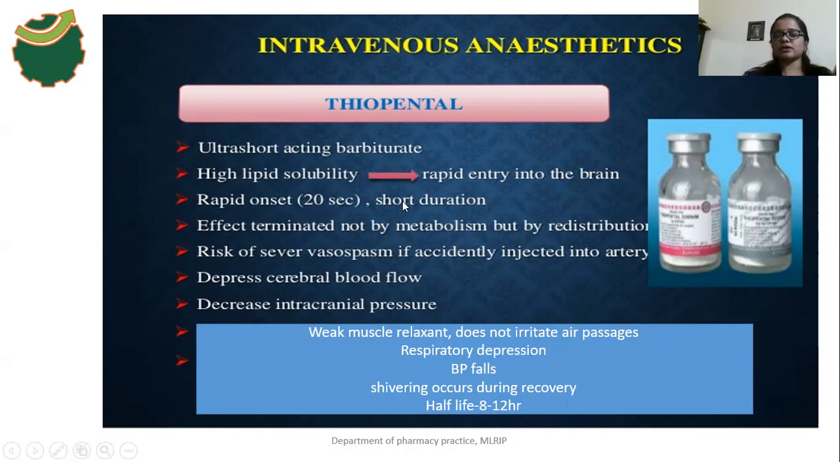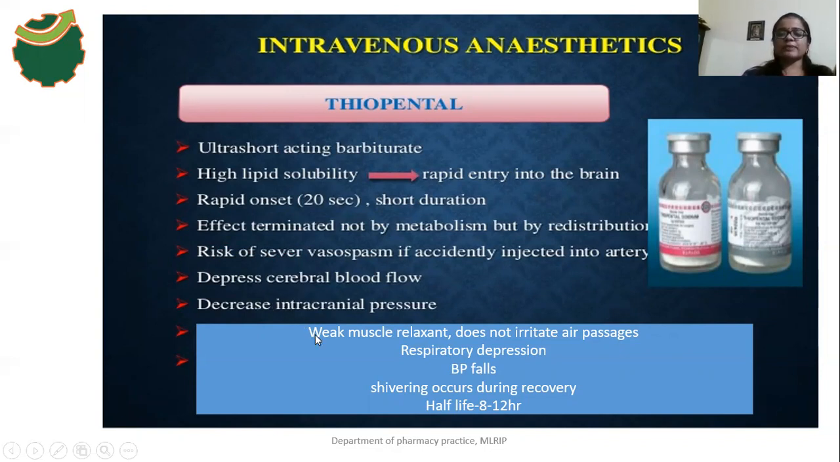Thiopental has a short duration of action, and the effect is terminated not by metabolism but by the redistribution process. The risk of severe vasospasm is there if it is accidentally injected into the arteries. Actually, the drug should be injected into the veins. If it is accidentally injected into the arteries, severe vasospasm occurs. It depresses cerebral blood flow, and it decreases the intracranial pressure also.